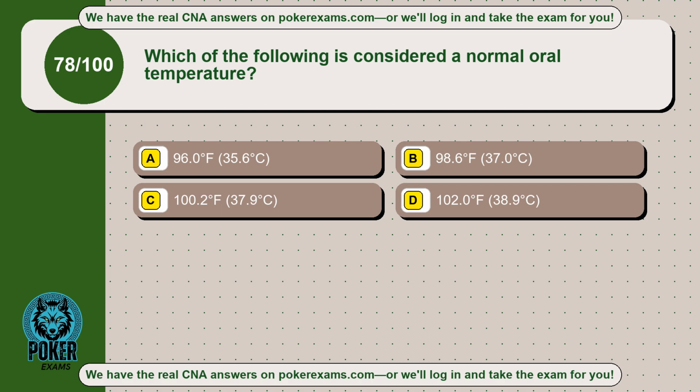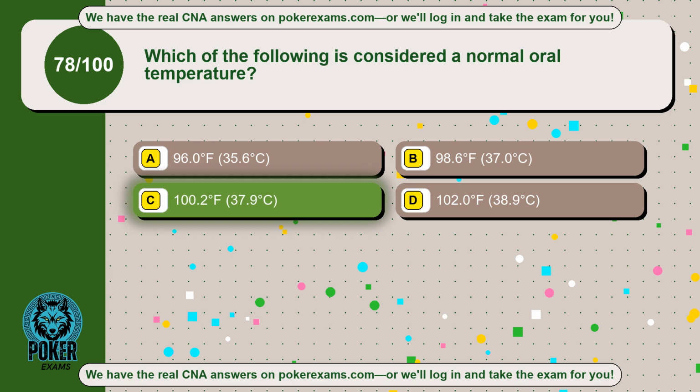Question 78. Which of the following is considered a normal oral temperature? Option A, 96.0 degrees Fahrenheit, 35.6 degrees Celsius. Option B, 98.6 degrees Fahrenheit, 37.0 degrees Celsius. Option C, 100.2 degrees Fahrenheit, 37.9 degrees Celsius. Option D, 102.0 degrees Fahrenheit, 38.9 degrees Celsius. The correct answer is option C.